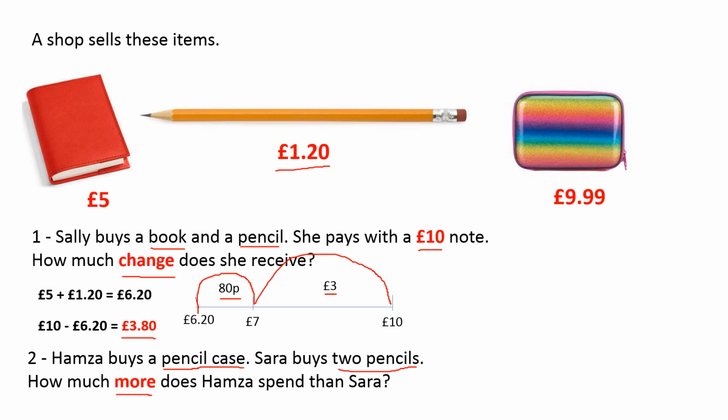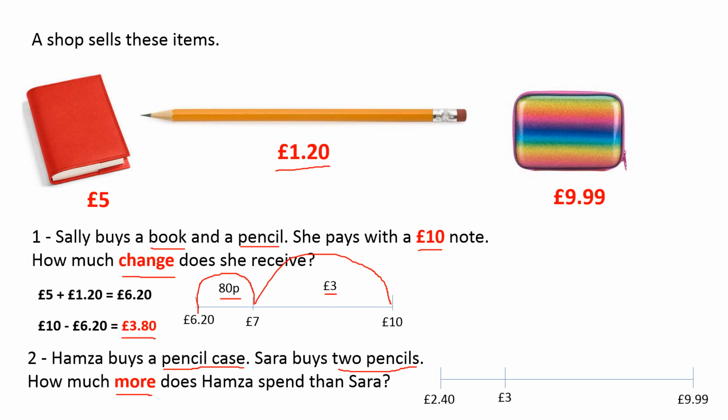So we have our amount, 2 pencils, which is £2.40. And we have £9.99. So we have those 2 amounts on our number line, £2.40, and the amount that we're trying to get to is £9.99. So how many jumps can we do over here? You can pause and have a think.